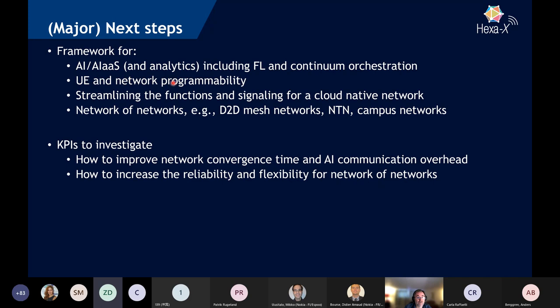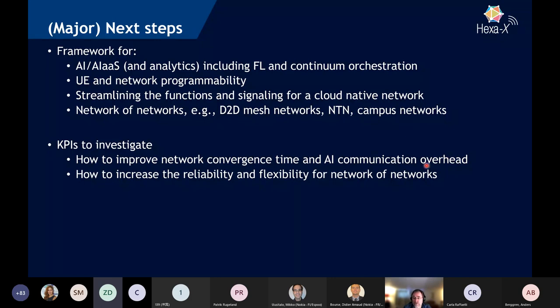We will continue the UE network programmability. We'll continue this stream, how to streamline the functions and signaling. And we'll continue with these mesh networks and network of networks. And I just listed two different KPIs here that we will look into. We have more, for example, we look into how to improve the network convergence time. If there is a change in the network, how long will it take to adapt to that, assuming that we have this flexibility where they can adapt to different new deployments and so forth.